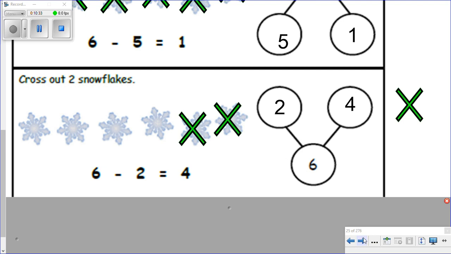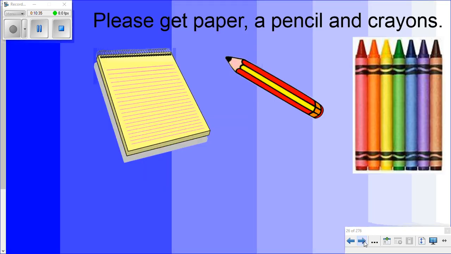Let's take a look now. What's next? Now comes the fun part, for sure. Please get paper, a pencil, and crayons. And as always, it could be markers, colored pencils, anything like that, the colors that you like. Your paper could have lines or not. If you need to pause the video to get your supplies, then please be sure to do that.